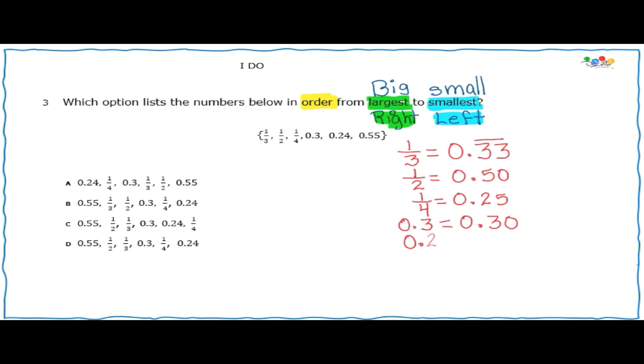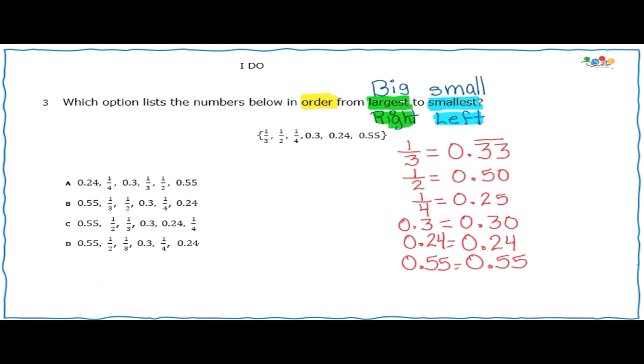Next number, we have a 0.24. Let me rewrite it as 0.24. And the last one is 0.55. And I'm going to write it down as 0.55. Okay, so in 6th grade, 7th grade, they always ask you to line up the decimals, right? So that's exactly what I'm trying to be consistent with.